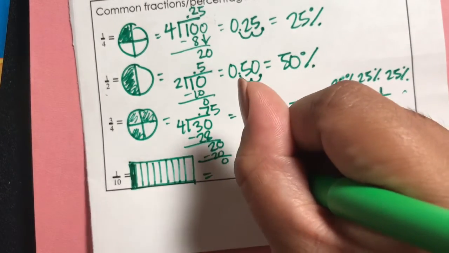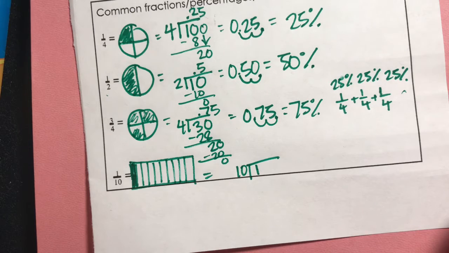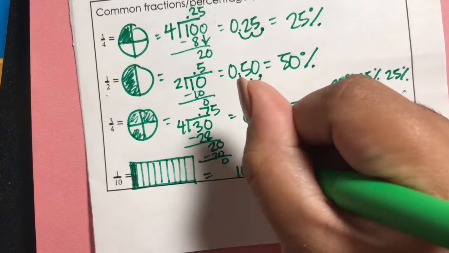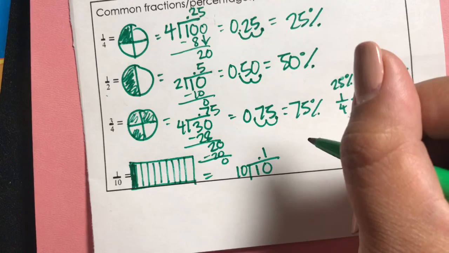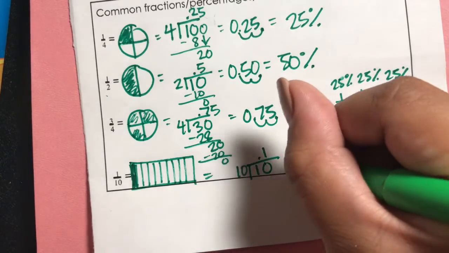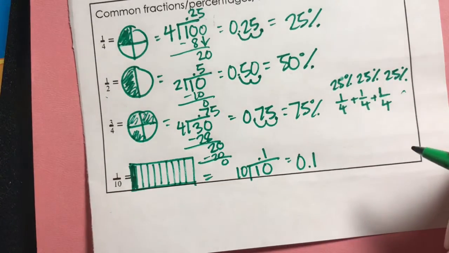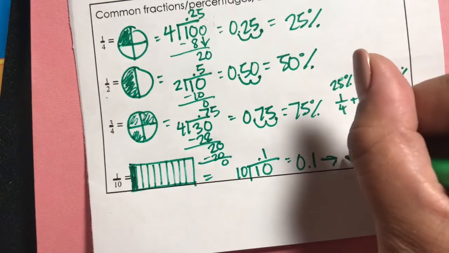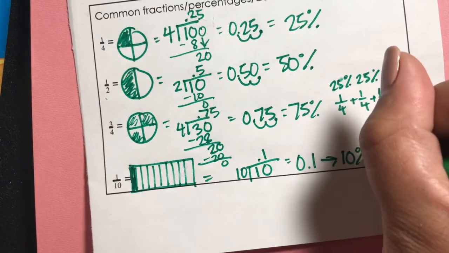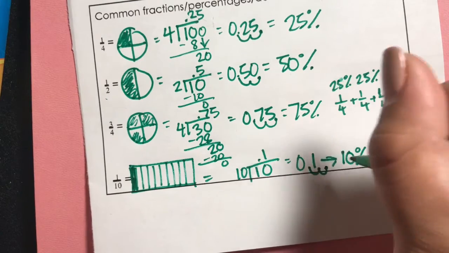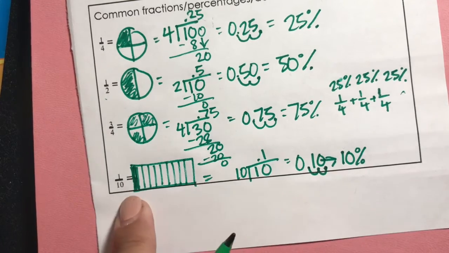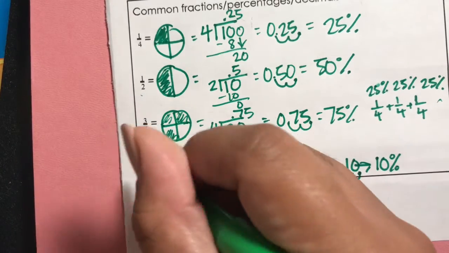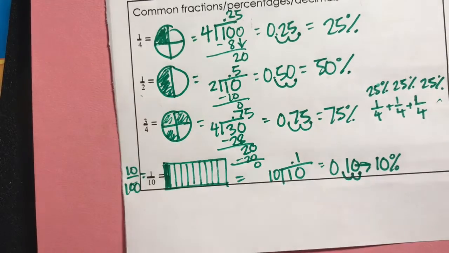If you want to turn it to a decimal, it's the numerator divided by the denominator. So 10 goes into 1. It's going to be a decimal, so 10 goes into 10 one time, right? So we're left with 0 and 1/10, which equals out to 10%, because if you move the decimal over 2 times, you're left with 10%. Now, 1/10 is also the same as saying 10 over 100.